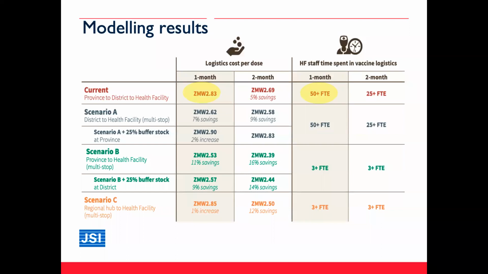Okay, so the top line there is really our current system, and the 2 circles there in yellow were the cost per dose and the amount of time health facilities spent on vaccine logistics. And this is in kwacha. Zambian kwacha is about 20 kwacha per dollar. So if we see 2.83 kwacha, it's about 14 cents per dose. And the amount of time was 50 full-time staff per month spent away doing vaccine logistics.